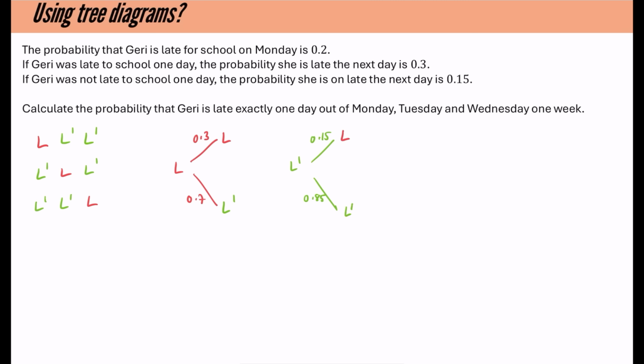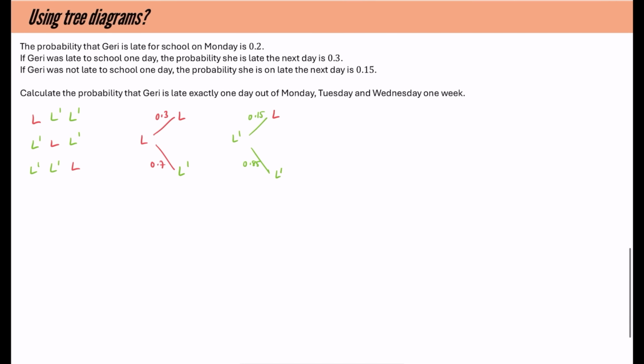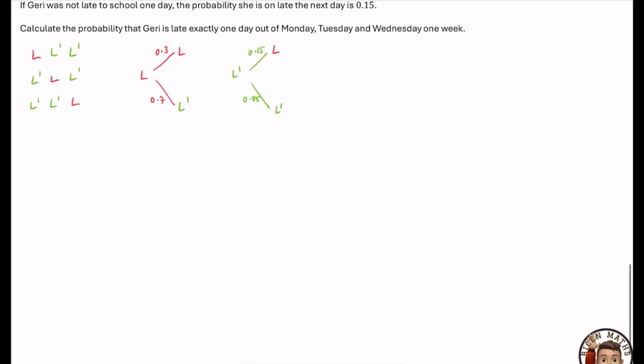And so I'm going to try and draw what this tree would look like. Now, Monday is just going to be a different colour because we actually don't know what happened the day before Monday. Well, it was a Sunday, so I guess she wasn't going to school. So she was either late or not late. Now, if it's a red late, there's going to be red branches because that's the different probabilities that we have from this section. So she's either going to be late or not late.